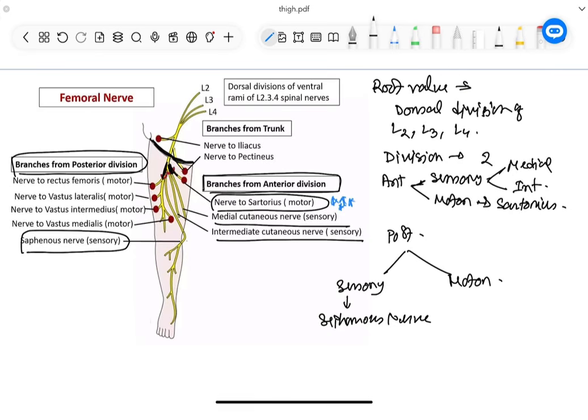Motor supply is all for the quadriceps. If you can remember the 4 muscles: rectus femoris, vastus lateralis, vastus intermedius and vastus medialis. Even articularis genu is also supplied by a twig from the vastus intermedius supplying branches. So, motor supply is for the 4 quadriceps muscles we already know, plus articularis genu. These are all the muscles supplied by the posterior division of the femoral nerve. So, that is all about the anterior compartment of the thigh related information.